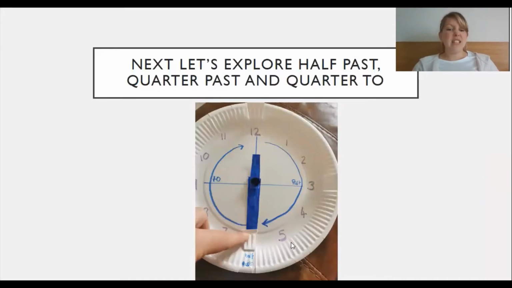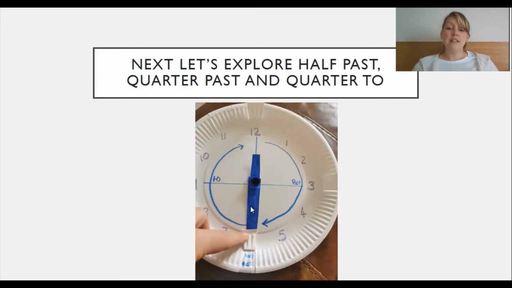So the first thing we're going to have a think about is half past. Now you can see here, I've actually stuck another paper plate under my clock paper plate so that when the minute hand is on the 6, you can lift the 6 up and underneath it says half past.